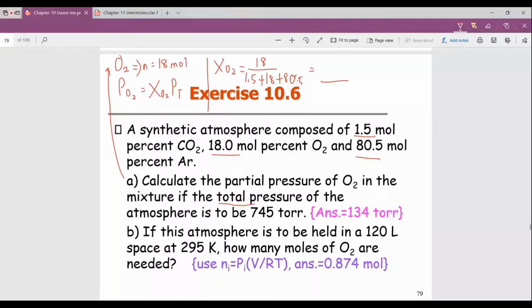Did you get the answer, class? Here is my calculator. Okay, so 18 divided by 100, then we get 0.18. Mole fraction 0.18, then we substitute into this formula. P total is equal to 745 torr, right?